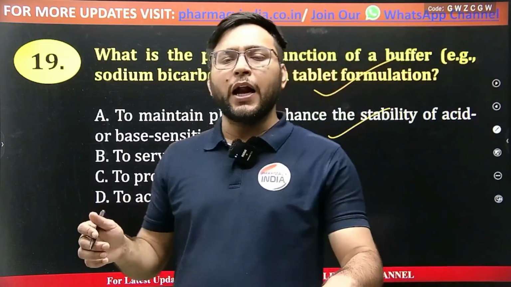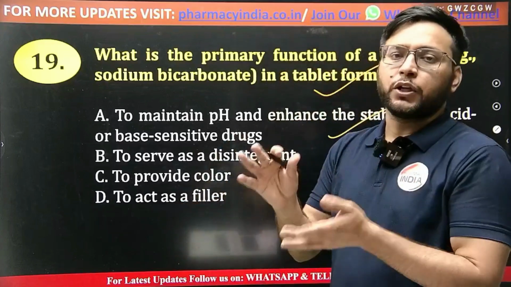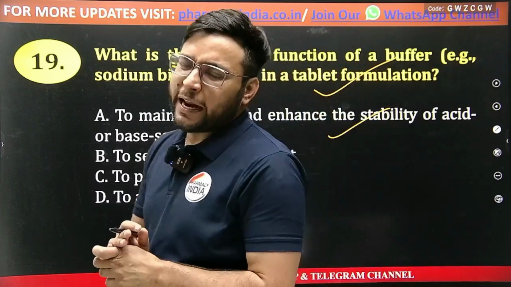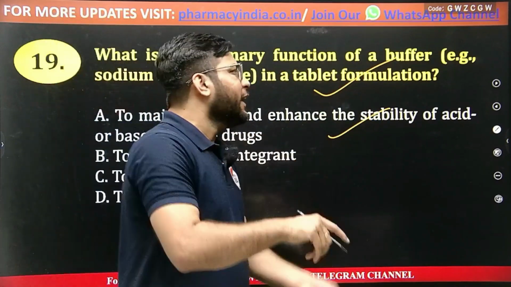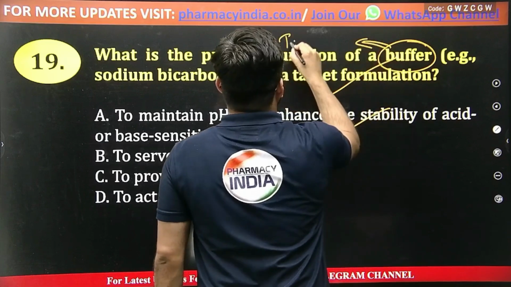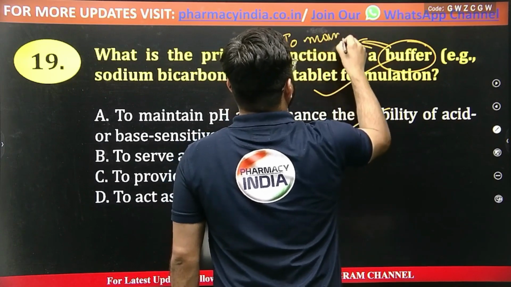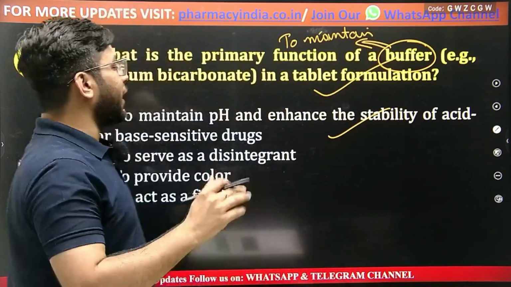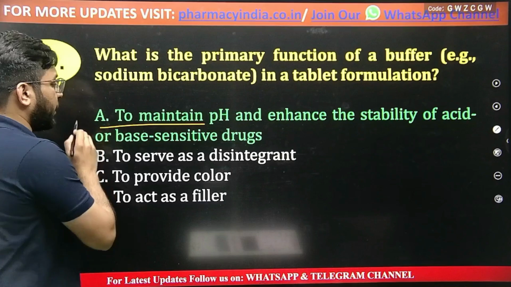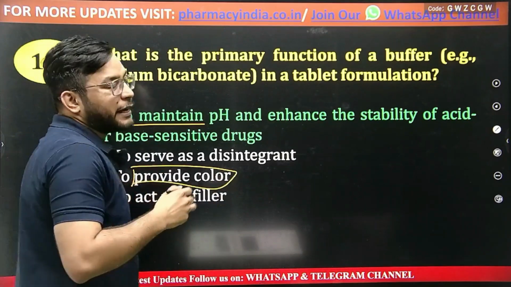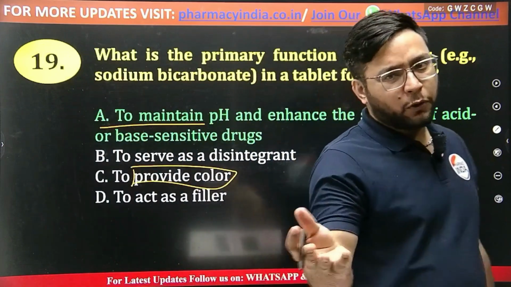Whenever the question is asked about the buffer, the correct answer is that a buffer is used in any formulation to maintain its pH, the pH of the formulation. That is the correct answer. A disintegrant facilitates the breakup, and coloring agents are used to provide the color.